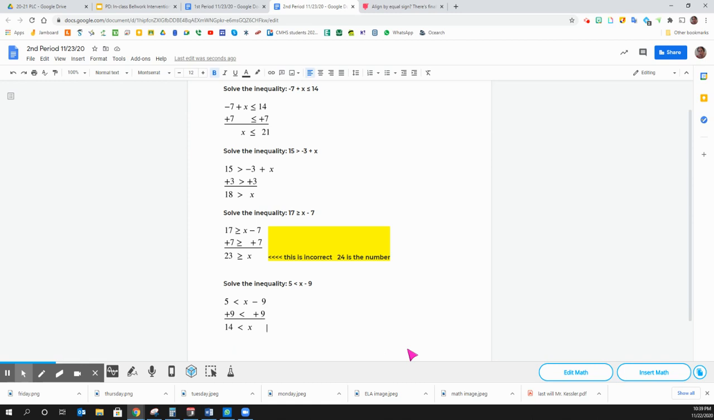And that will make more sense as we move along and you start seeing some graphs of these inequalities. But for now, this is how you solve these one-step inequalities using math.